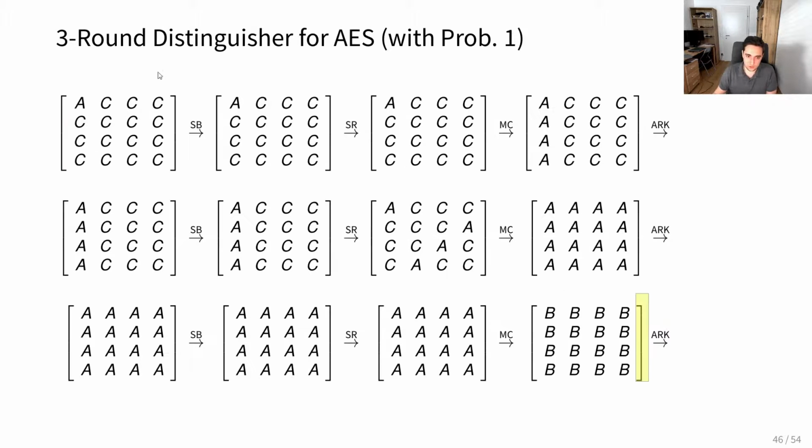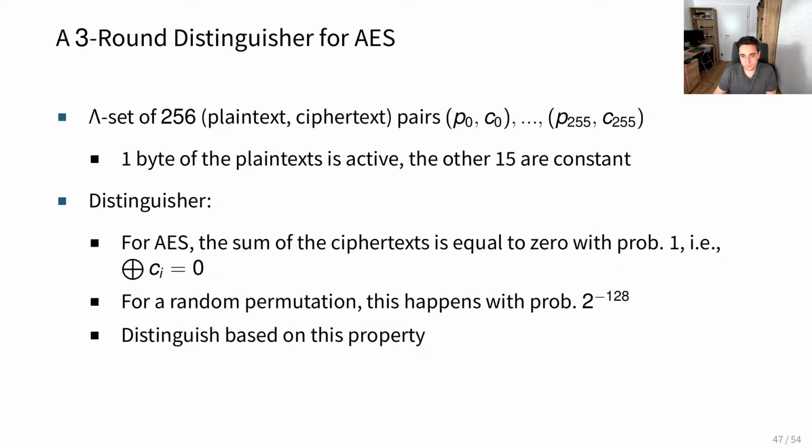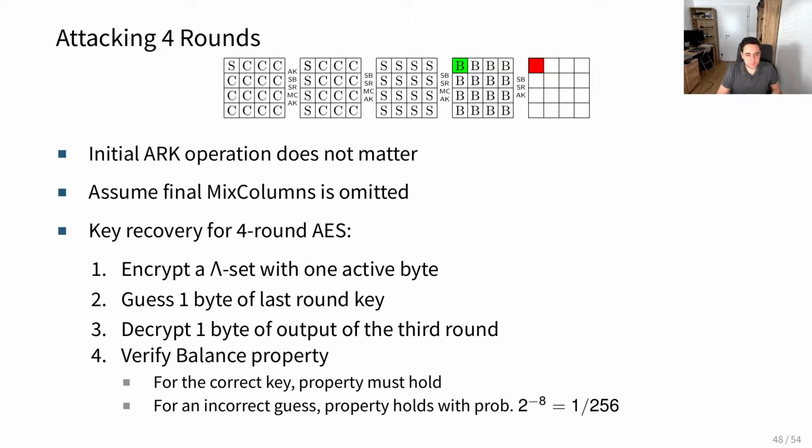And again, this representation may seem similar to what we do in this truncated differential approach, but it's a bit different in that we use 256 texts here, really. Okay, and now we can essentially attack 4 rounds. How do we do this? Remember, this distinguisher goes over 3 rounds, so it doesn't give us a distinguisher over 4 rounds, but a 3-round distinguisher is actually exactly what we want in order to attack 4 rounds.